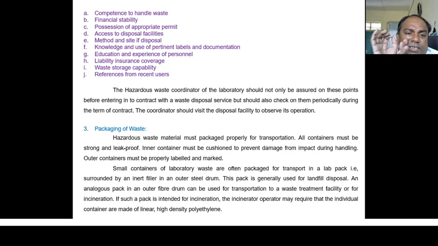So all these things that this disposal contractor should have. At the same time, at the end, we have to consider some of the references from recent users. Recent users means, suppose you want to give a contract to some person, then that person might have worked on the same issue or the same liability at some different places. Then we have to take the references of all those other people who have hired the same person for the same purpose.